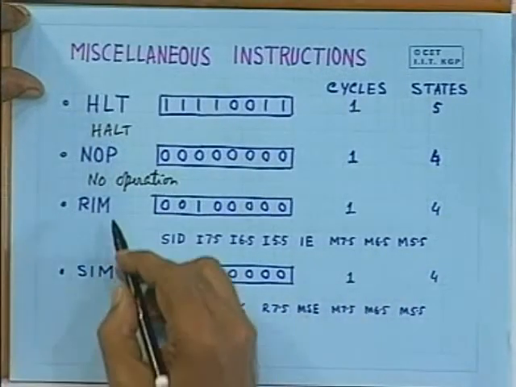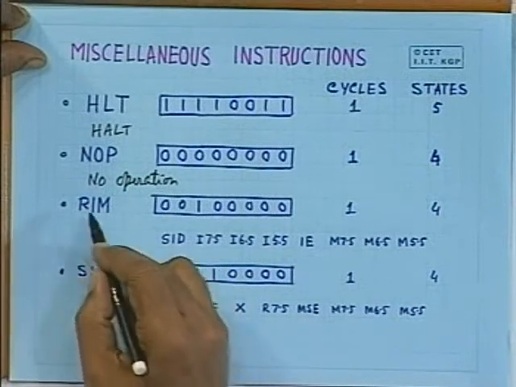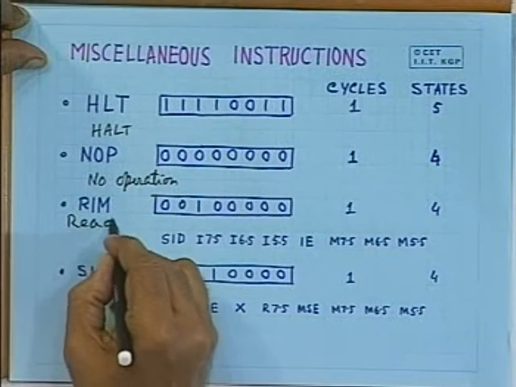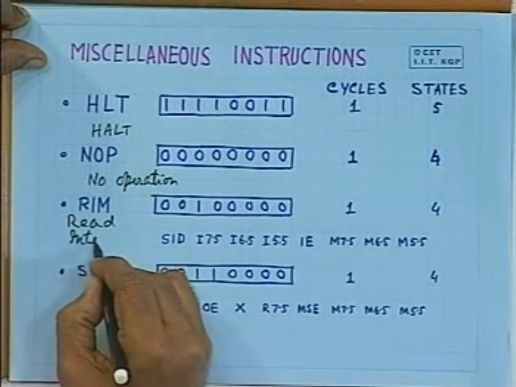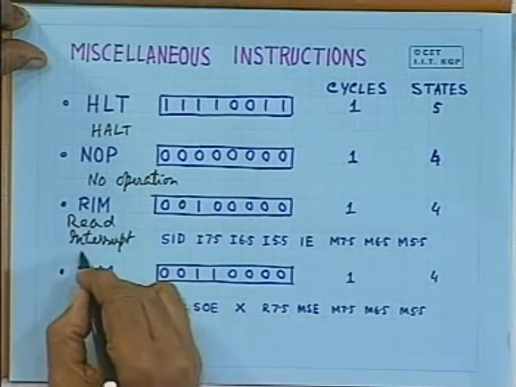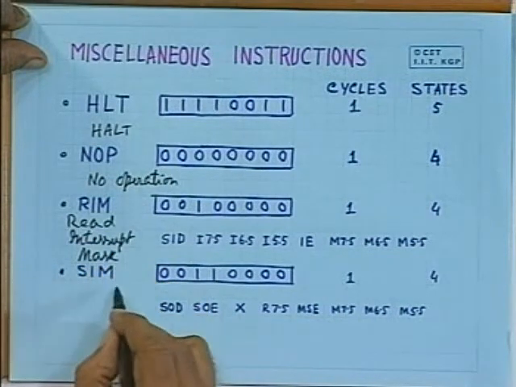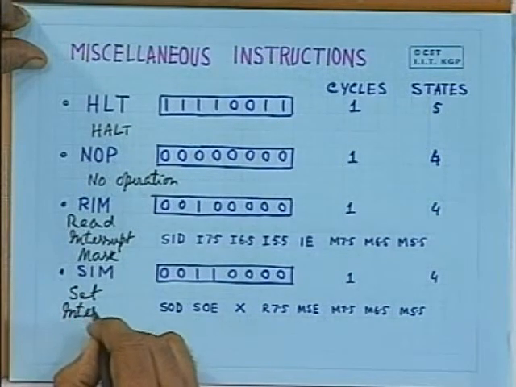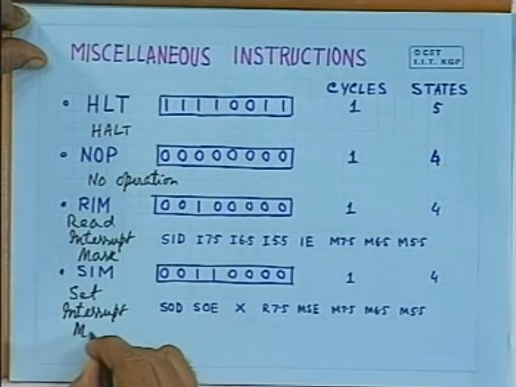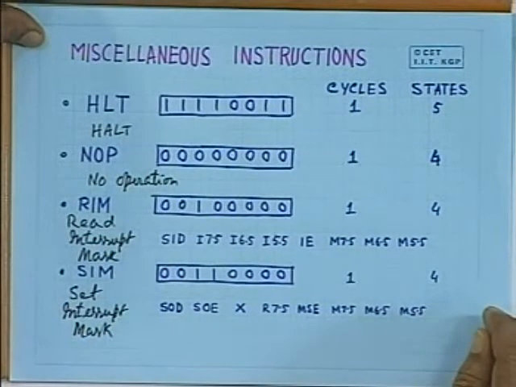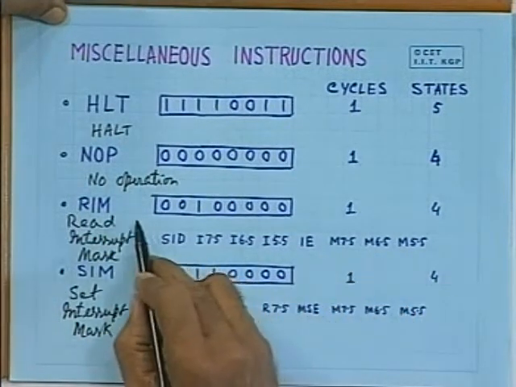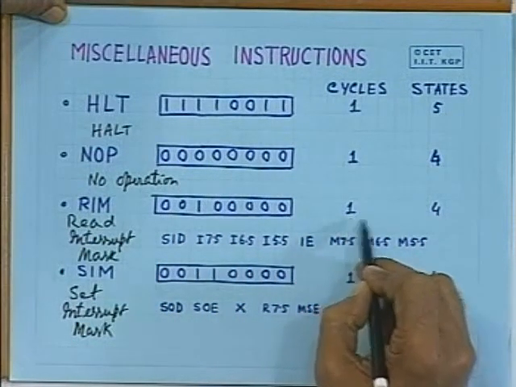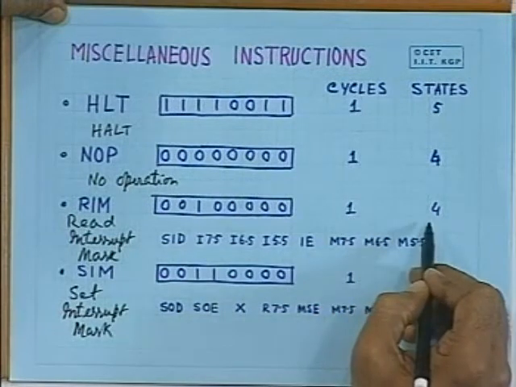Let me consider two more important instructions, RIM and SIM. RIM stands for read interrupt mask, and SIM stands for set interrupt mask. What you do here, this is the code of the RIM, and it also takes 1 machine cycle and 4 clock cycles.